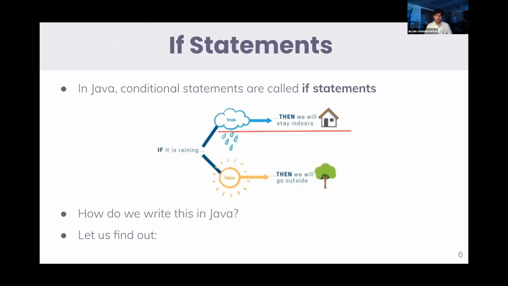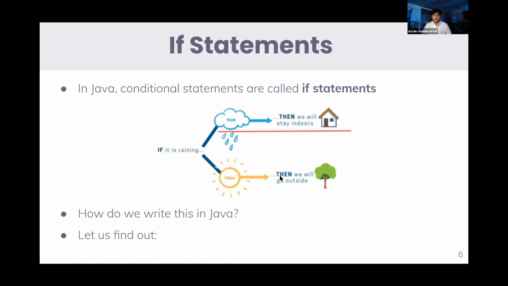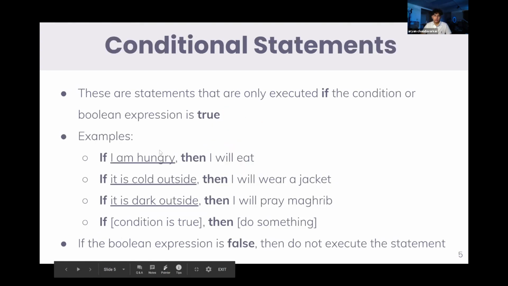So in Java, we have three types of conditional statements. And the first type of conditional statement is called an if statement. And you can get the if statement from the beginning, if, of a conditional statement. So in this image we have here, if it is raining, if that is true, then we're going to stay inside. If it is raining is false, then we will go outside. Basically, the first part of a conditional statement can be evaluated with a Boolean expression. It's either true or false.